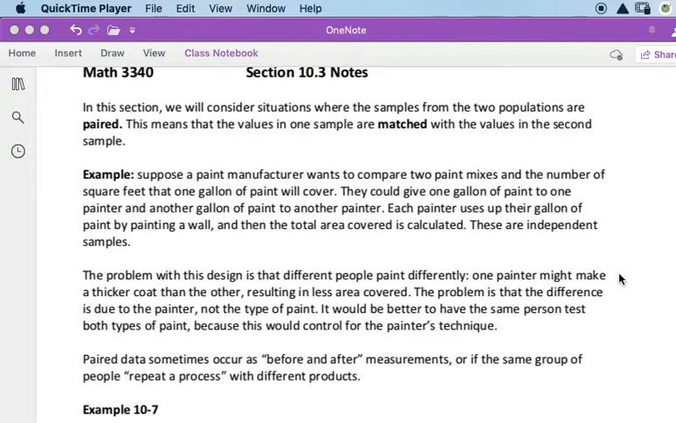Paired data sometimes occur as before and after measurements, or we have the same group of people repeat a process with different products. But either way, we have one person doing basically two tests or testing two products.